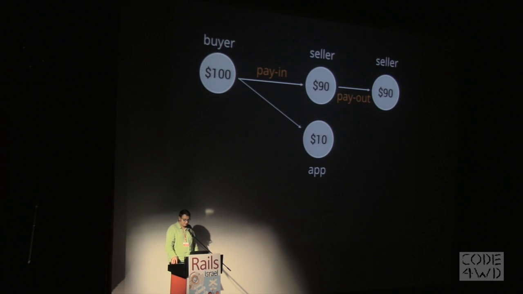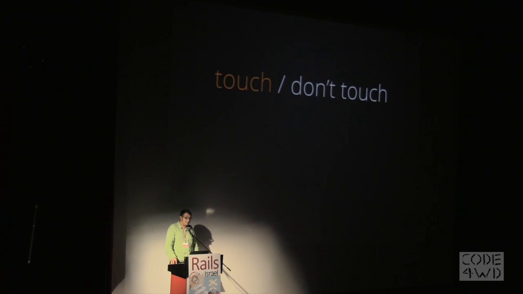So we actually have two procedures here. The first one is pay in, when the money gets to the marketplace, and the second one is pay out, when the money goes to the seller, not necessarily happening at the same time. So that's the basic flow, right? A marketplace can either touch or not touch the money, meaning that the whole amount is or is not transferred to the marketplace account.